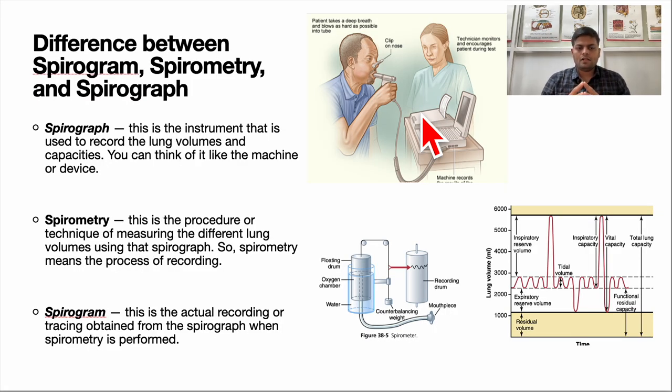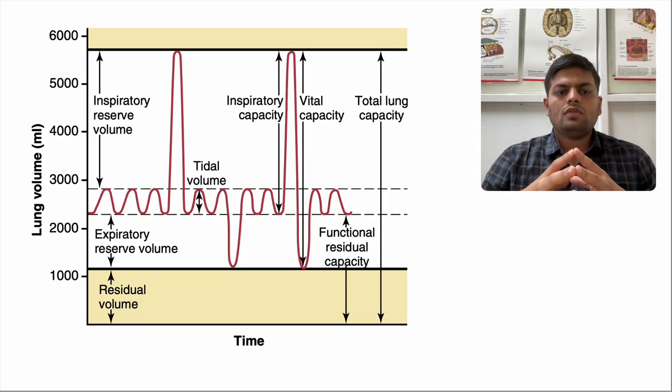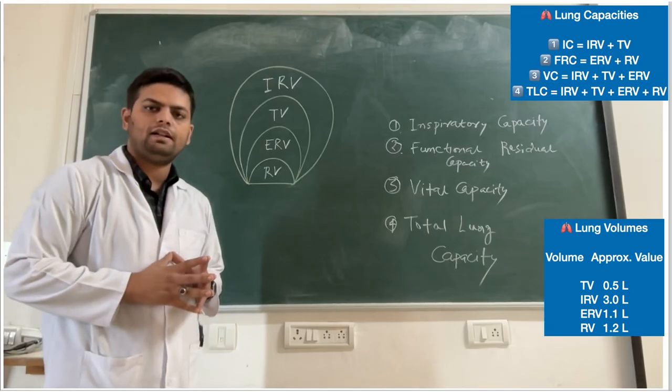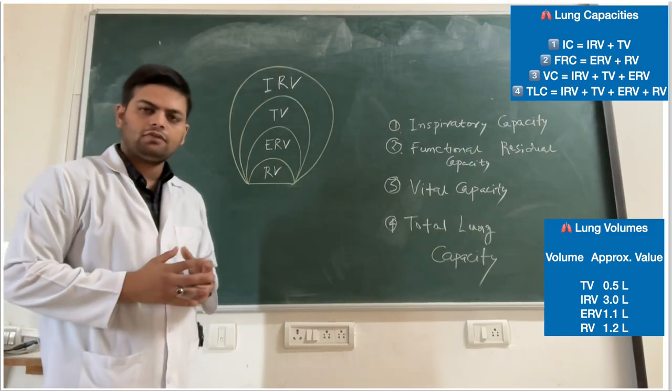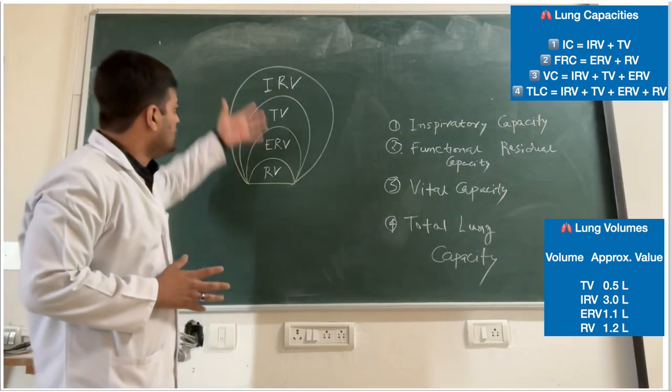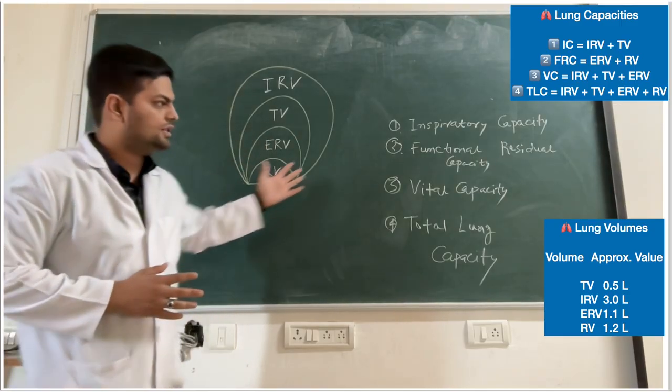Once this is clear, now let's look at the actual diagram of a spirogram and understand how these different lung volumes and capacities are represented in it. This is how the diagram looks in most textbooks, like in Guyton. It looks complicated, right? But don't worry, I will explain it in a very simple way. Let's start. First of all, I will start with these four lung volumes, then I will proceed toward the capacities.